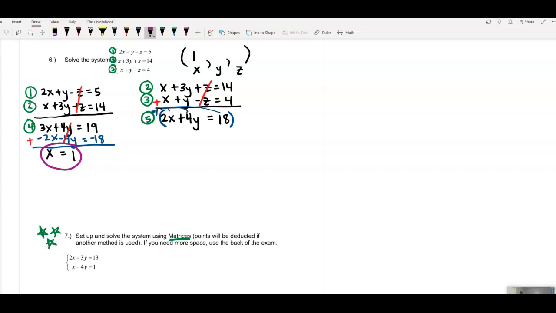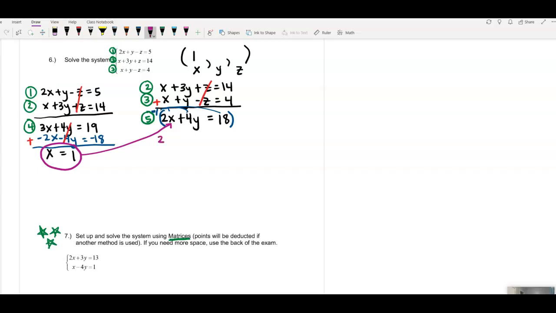Plug it into equation 4 or 5, and solve for y. So I'm going to just put it in here. Does that look good? Because if I put 1 in there, then all I have left to solve for is this y. Right? So let's do that.